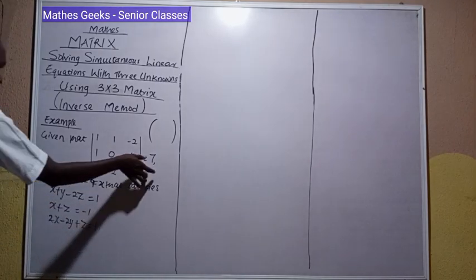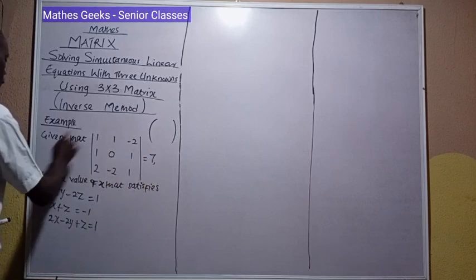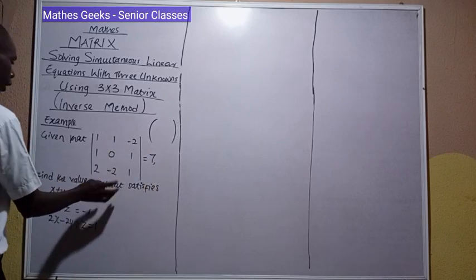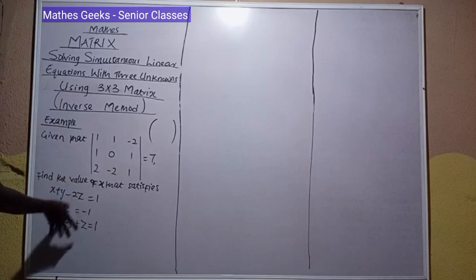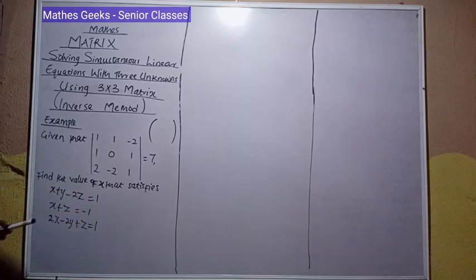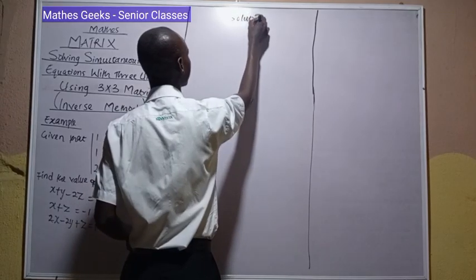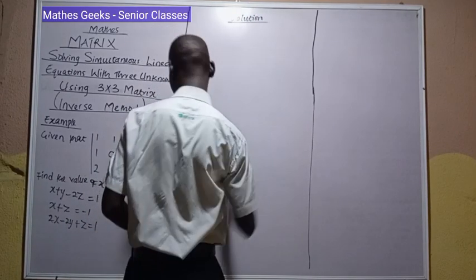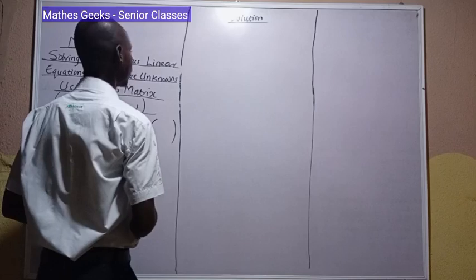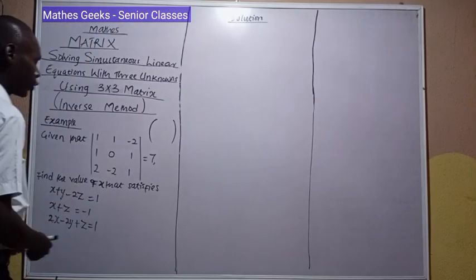So now that the determinant of this 3x3 matrix is equal to 7, you are told to look for the value of x that satisfies this equation that comprises 3 unknowns, x, y, and z. So let's begin. The solution. I'm going to write these equations into matrix form.